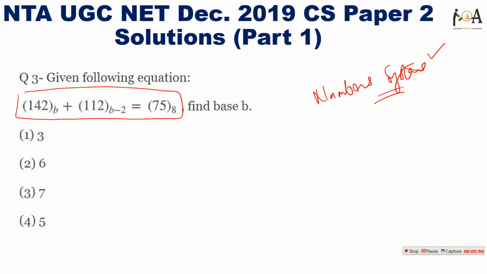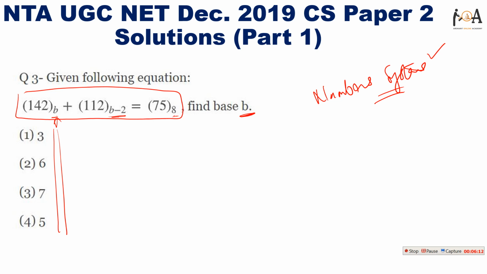Here an equation is given to us: 142 with base b, plus 112 with base b minus 2, equals 75 with base 8. We need to find the value of the base, whether it is binary, octal, decimal, whatever. Here 4 options are given to us for that base, right?